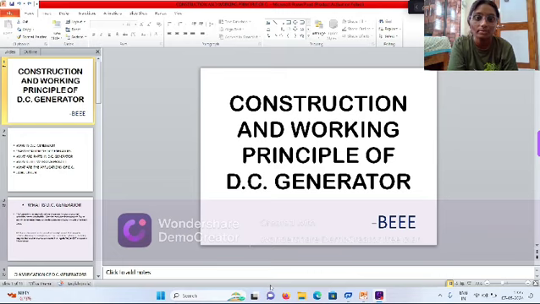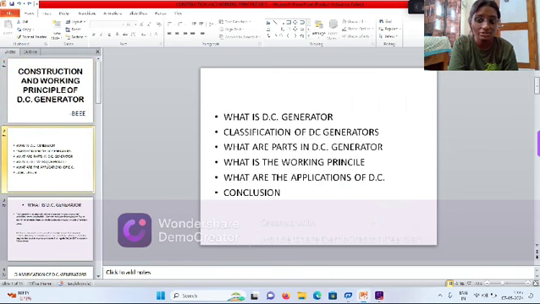I have chosen the topic called Construction and Working Principle of a DC Generator in BEEE. So in this session we'll learn about what a DC generator is, what the classifications of a DC generator are, what parts are present in a DC generator and its working principle, and the applications, and lastly we'll conclude it.